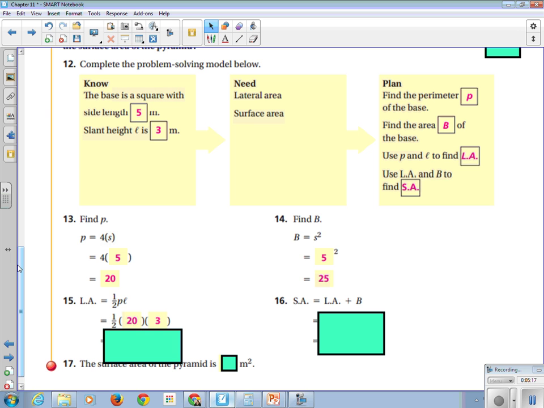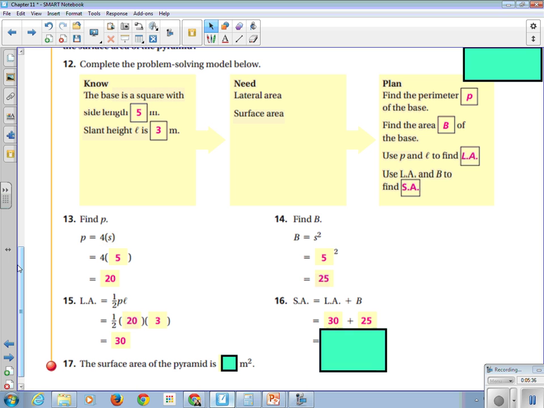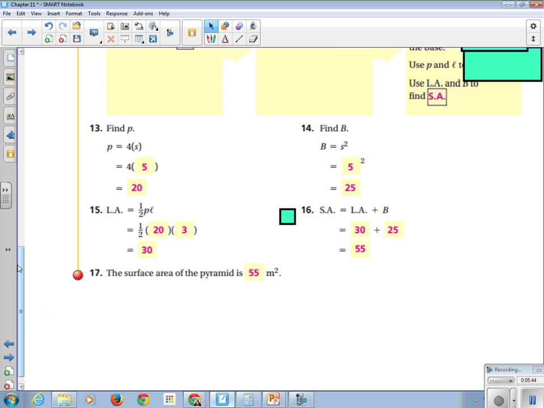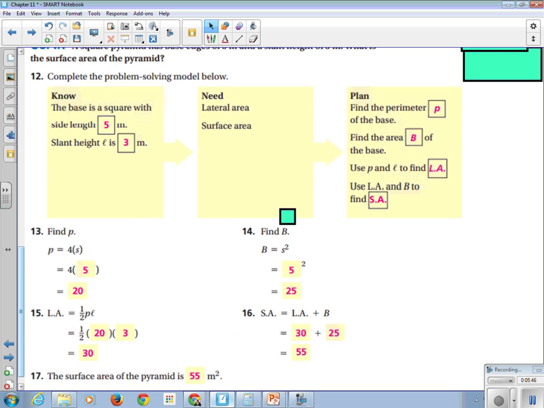The perimeter is 20. We found it here. The slant height is 3. They gave it to us here. So 1/2 of 20 is 10. 10 times 3 is 30. Now we're going to put it all together. We're going to take the lateral area 30, add it to our base 25. 30 plus 25 is 55. So the surface area of our pyramid is 55 meters squared. How crazy.